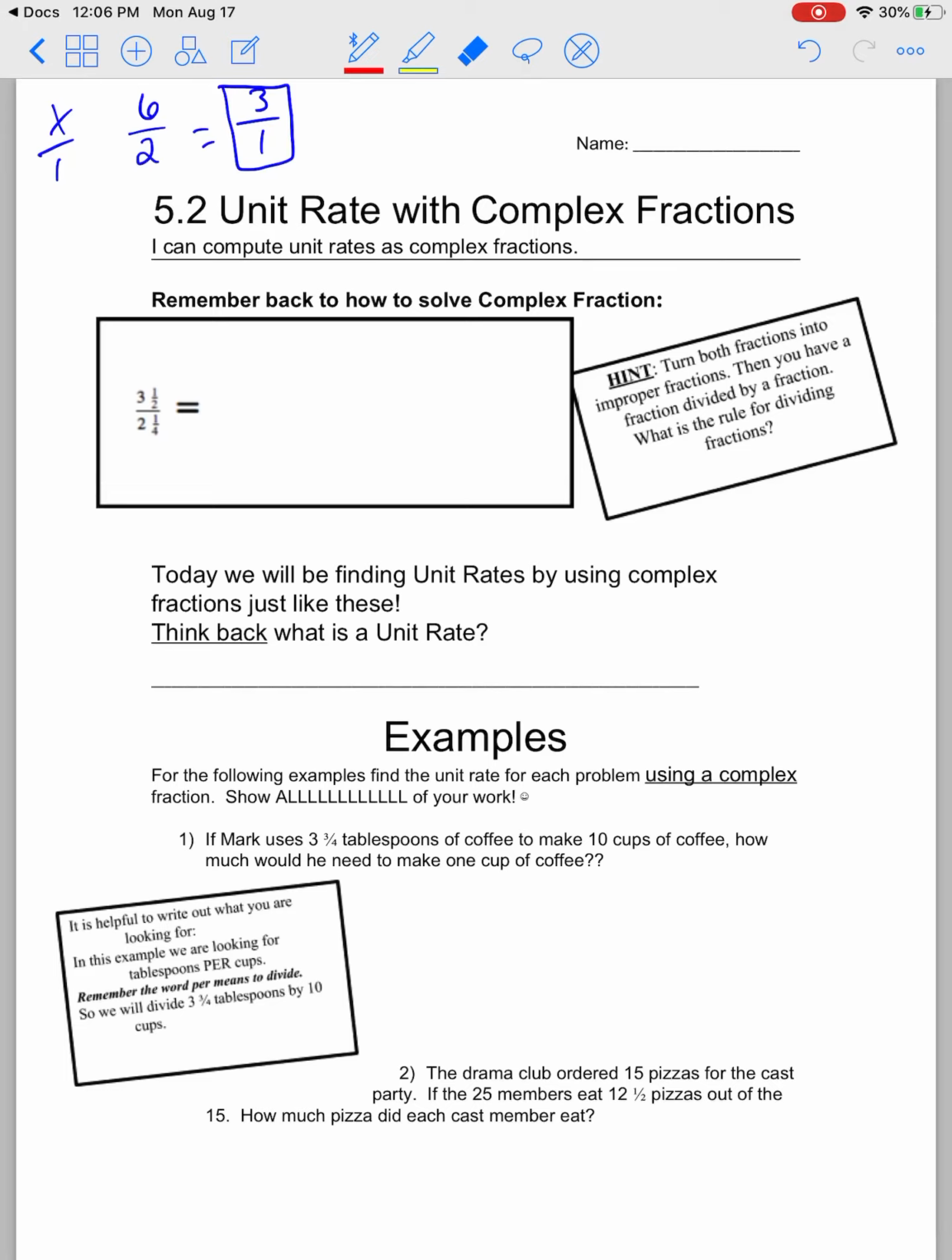Up in the top corner, I've got 6 over 2. We could call that 6 rocks to 2 buckets. If you divide 6 by 2, divide the top by the bottom, you have 3 over 1. That means our unit rate is 3 over 1: 3 rocks per 1 bucket.